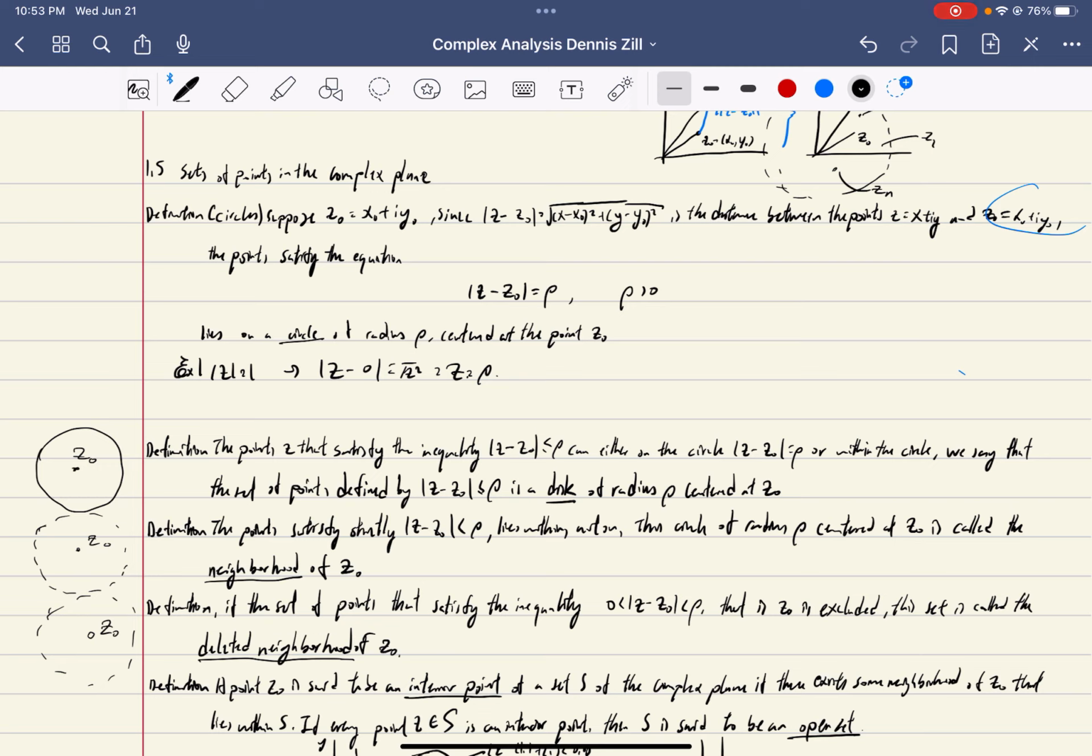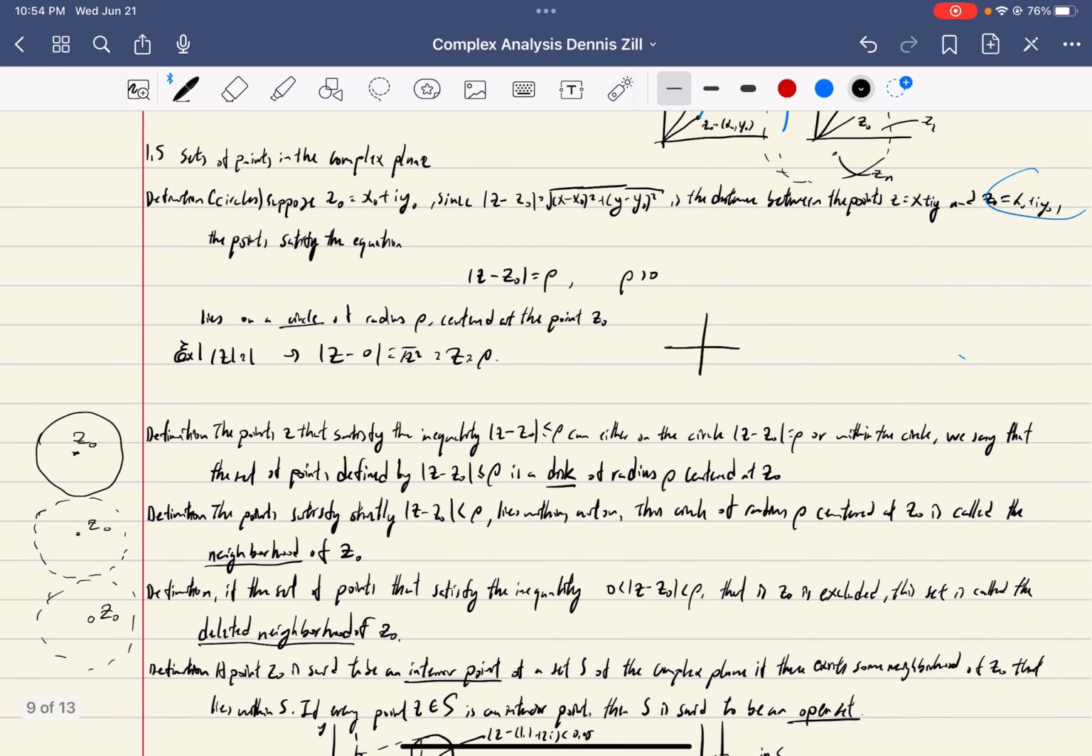So we can really draw it. I don't think they have it in the textbook, but I'll just draw it for you. It is really just this: center at 0. Let's say z is over here, x, y. Then it forms a circle.